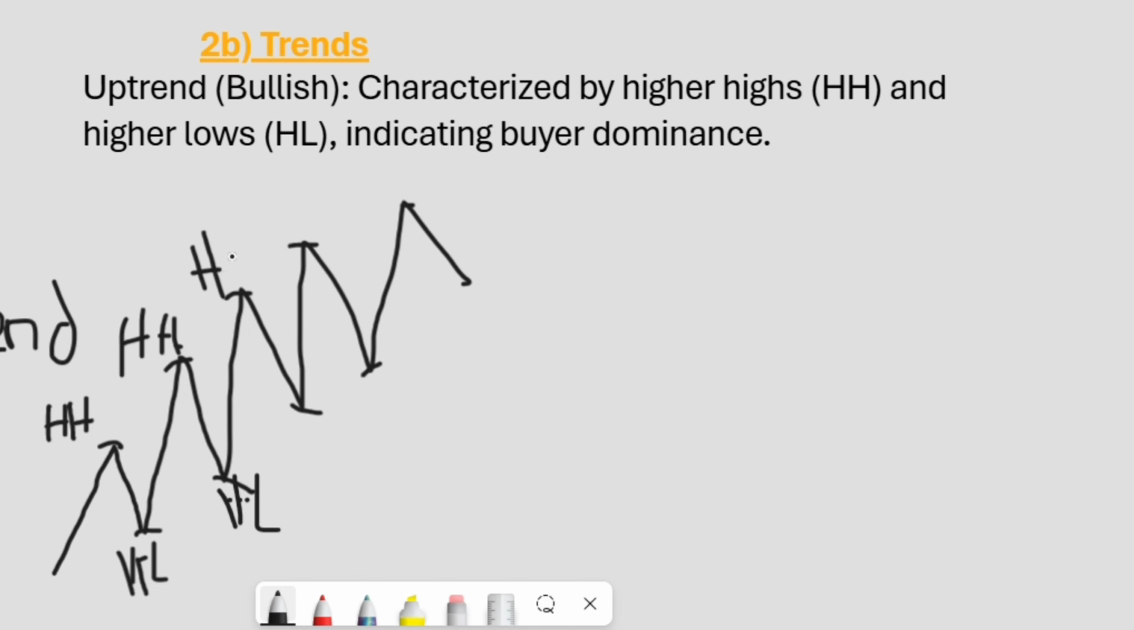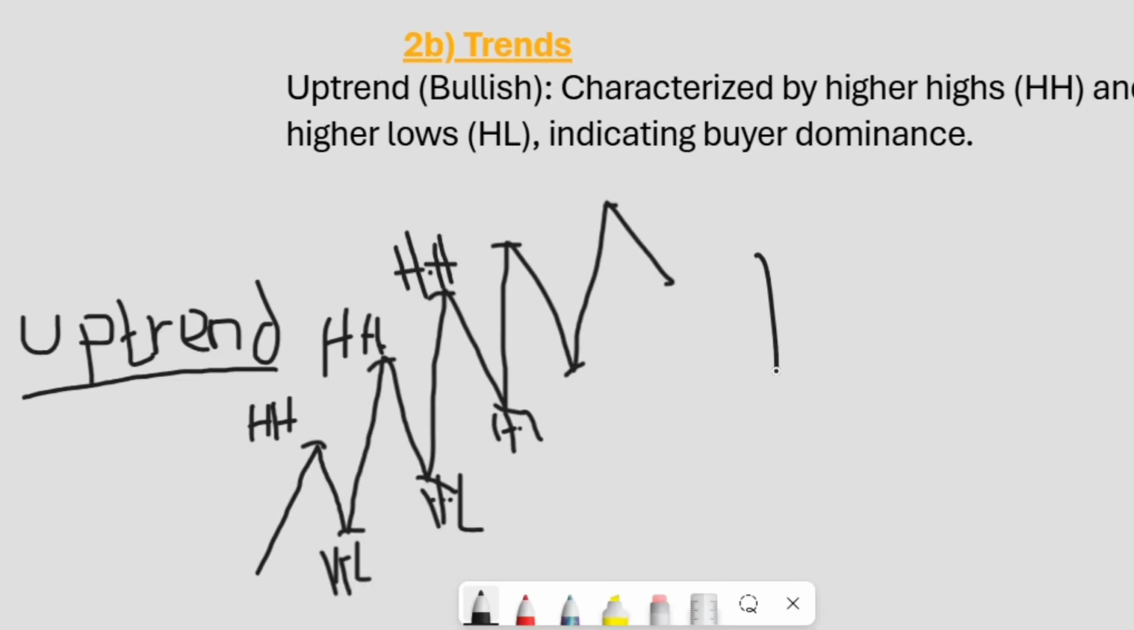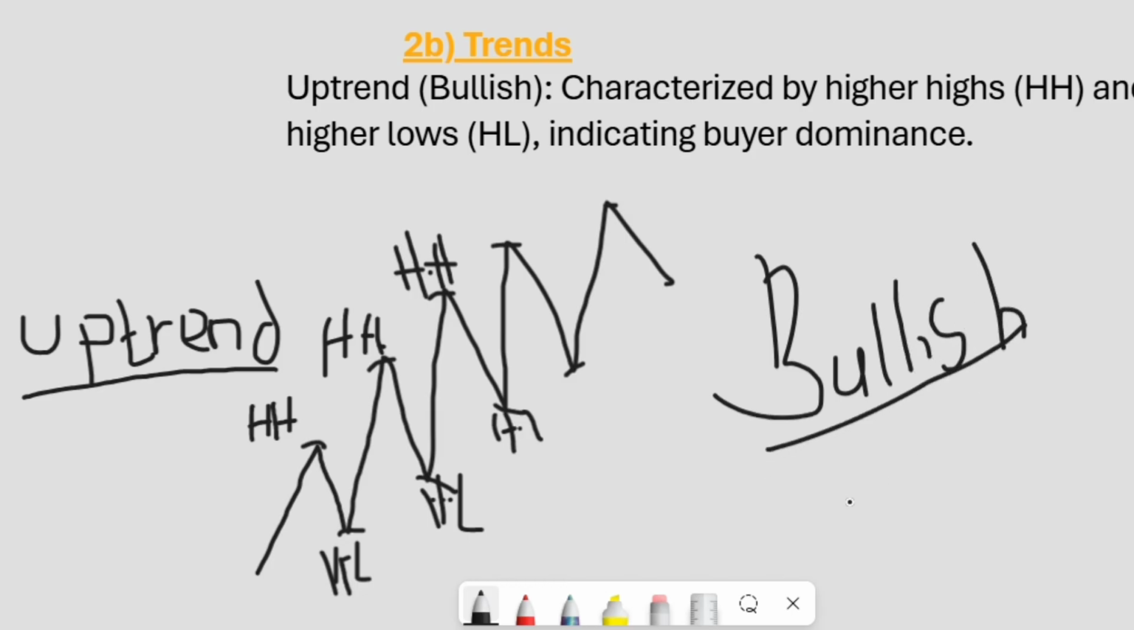Higher high, we usually write them in short form, higher low. Like that: higher high, higher low, higher high, higher low. This is what is called an uptrend or bullish market. Bullish market. Let us now look at downtrend.